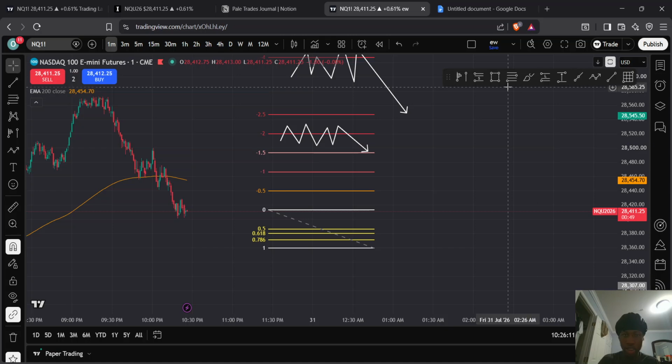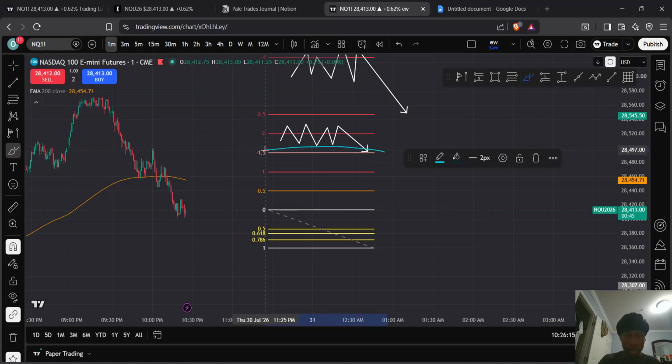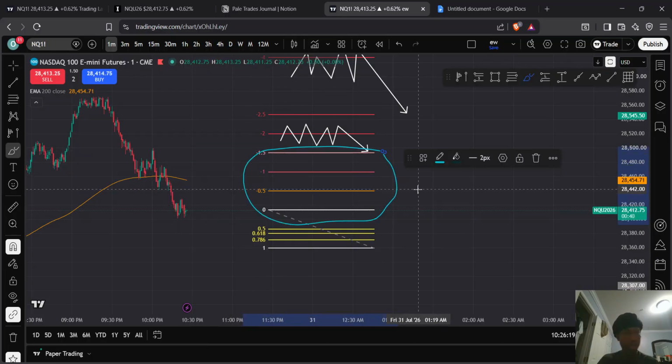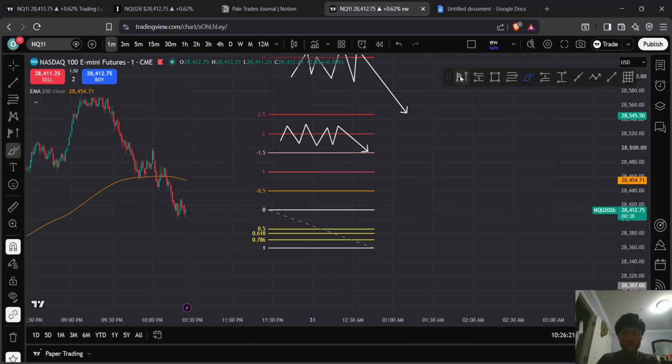Then these are all manipulation. This is all manipulation right here. So whatever happens here doesn't really matter. We could get pullbacks from these levels, but these levels do not matter.